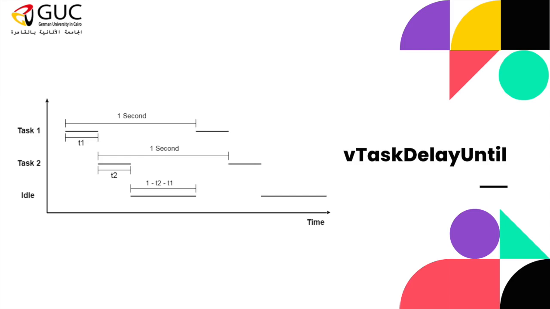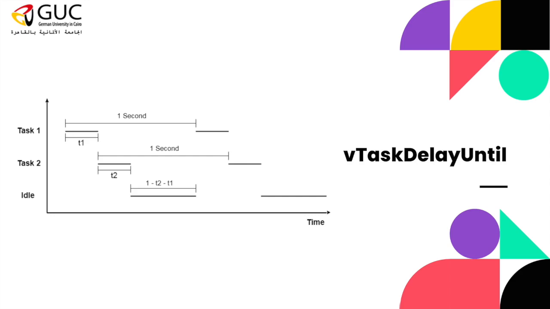If we are going with vTaskDelayUntil, and by the way, the matching and non-matching priorities will have the same figure or the same graph. It will just depend which task started first. However, the rest of the sequence will be the same because it is, I repeat, a periodic task, or they are periodic tasks.